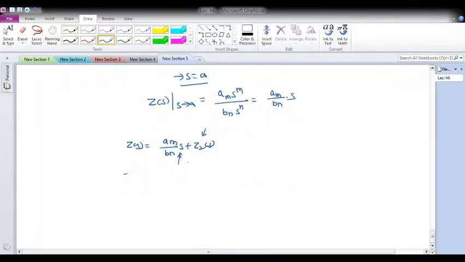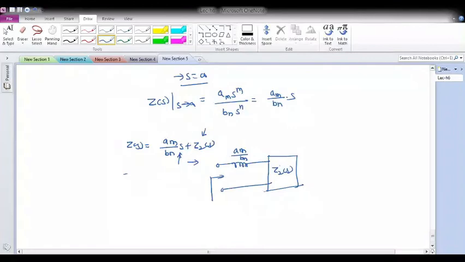And how to realize it? So this is impedance, so this is basically the inductance. How can we write? This will be a simple inductance with value am upon bn. Okay, and the remaining part is Z2 of s, and that I have to again break up into simple impedances, and then you realize it.